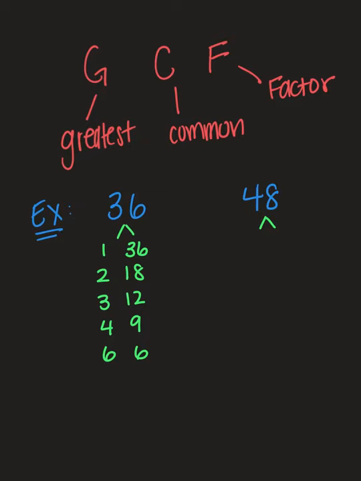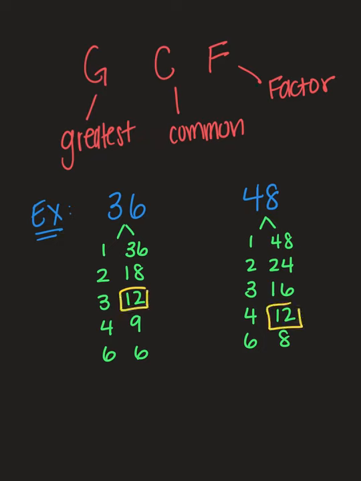And then I'm going to do the same thing for 48. So 1 times 48, 2 times 24, 3 times 16, 4 times 12, and 6 times 8. Those are all of the factors of my numbers. Then I go through and find the largest one that goes into both of them. So it would be 12. 12 is the largest number that goes into both 36 and 48 evenly, so I would say that my greatest common factor is 12.